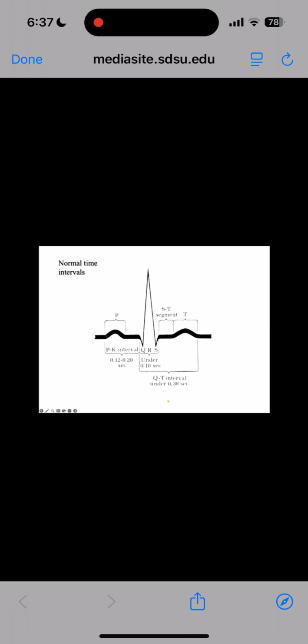The QRS complex should be under 1/10 of a second. And that's a very important measurement because if it's not under 1/10 of a second, if it takes longer, your heart may not be producing the force that it should for a nice forceful contraction. I'm not going to hold you responsible for the other time intervals in here.